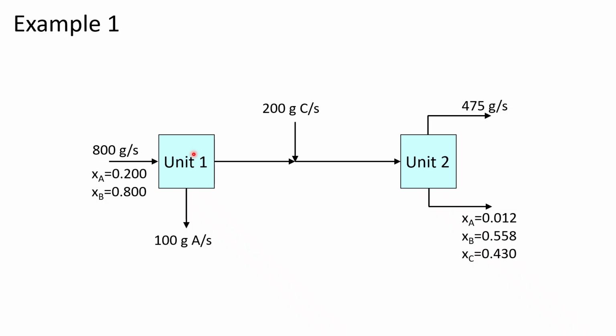This process flow diagram consists of two units, a unit 1 and a unit 2. There's one feed to unit 1. This feed then is split into two streams, a product stream that's removed from the bottom, and a second product stream that's sent to this point right here, which is a mixing point. This product stream from unit 1 is mixed with this stream at this mixing point. The mixture is then fed to unit 2. Unit 2 produces two product streams, one that comes out the top and one that comes out the bottom.